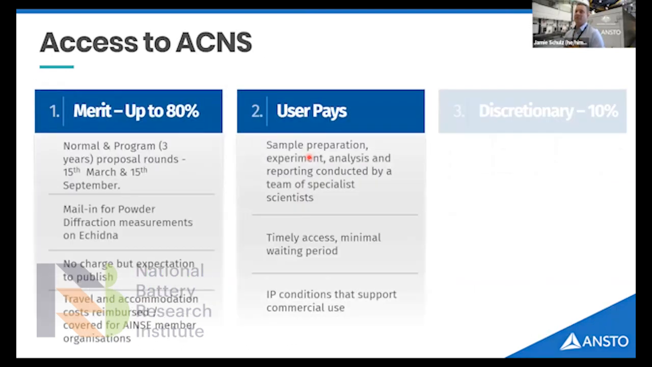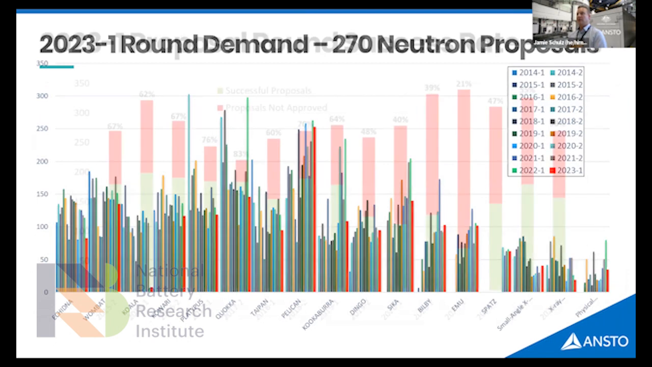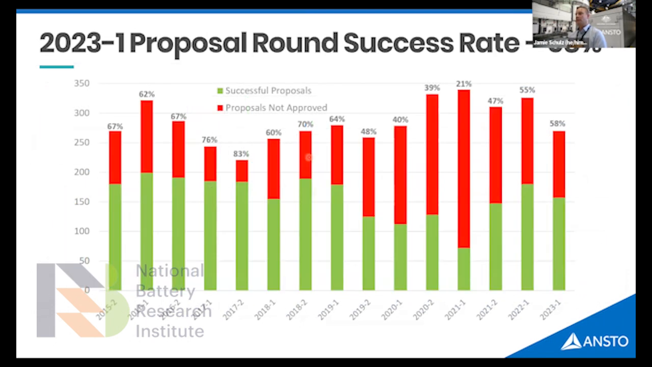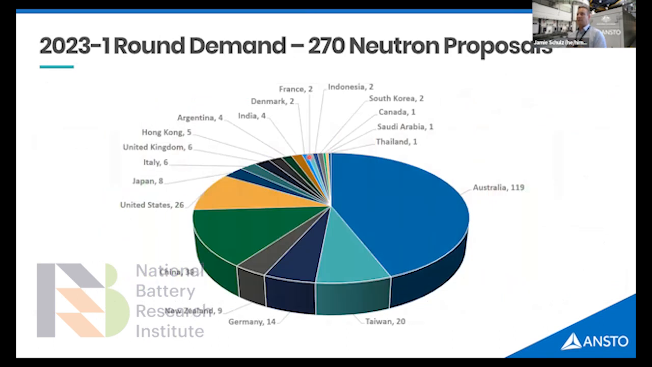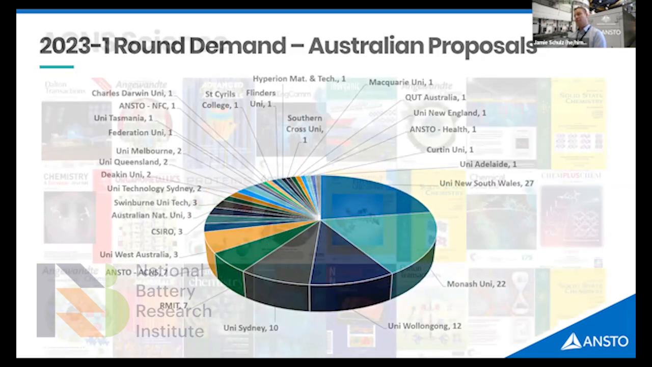So we have a number of ways to access our facility. We have merit, user pays, and discretionary. I'll just jump through this. So we have quite a high demand. We're typically oversubscribed by a factor of 2 or a factor of 1.5. You can see here we have quite a large demand around the world, including Indonesia in the present round. Notification just went out today. Demand in Australia. Science, let me talk a little bit about that.